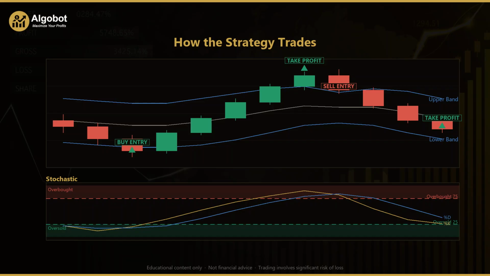Of course, this is a clean, illustrative example. Real charts are messy. Not every setup reaches its target, and losing trades are an ordinary part of trading. The point here is simply to see how the rules fit together into one repeatable pattern.